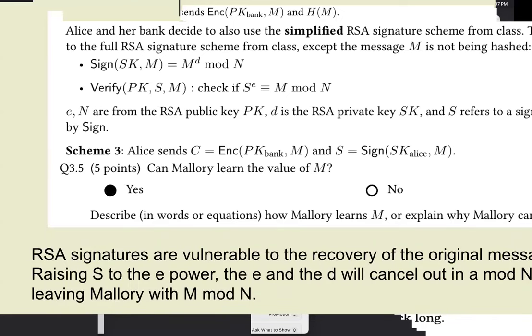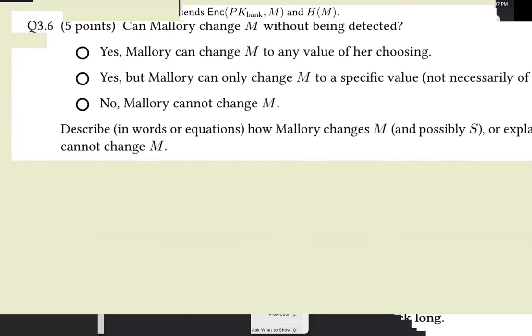More questions? Okay. All right, next question: can Mallory change M without being detected?